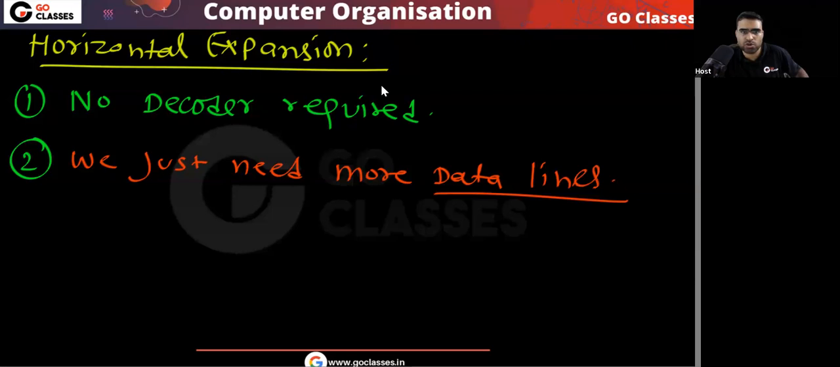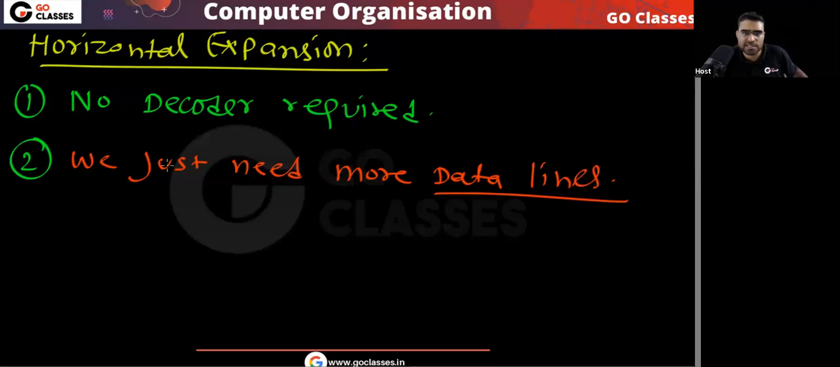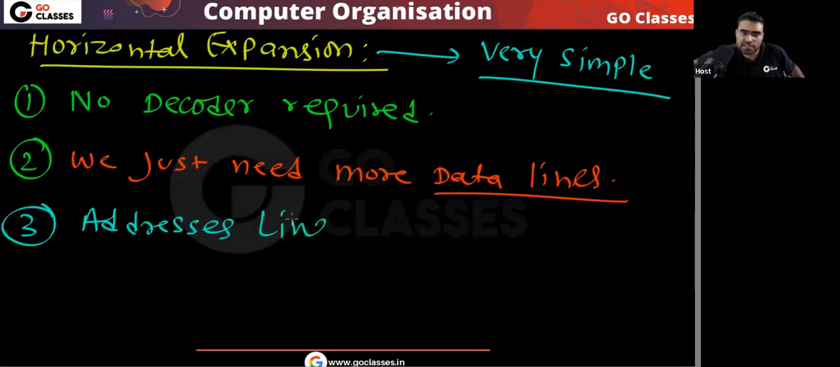So this is your horizontal expansion. Very simple, there is nothing fancy here. And remember that address lines will be unchanged. Yes or no? Correct? Address lines unchanged. There is no difference. There are no changes in the address lines.